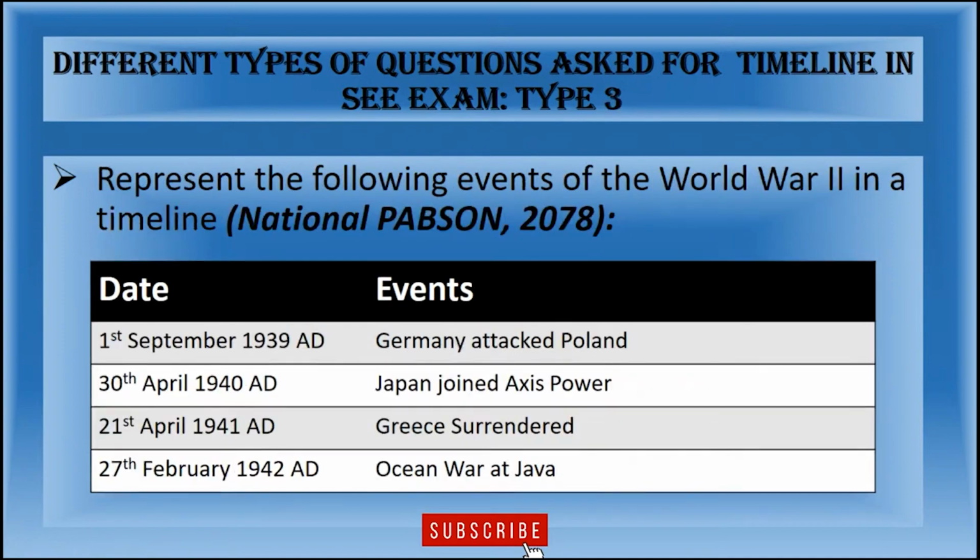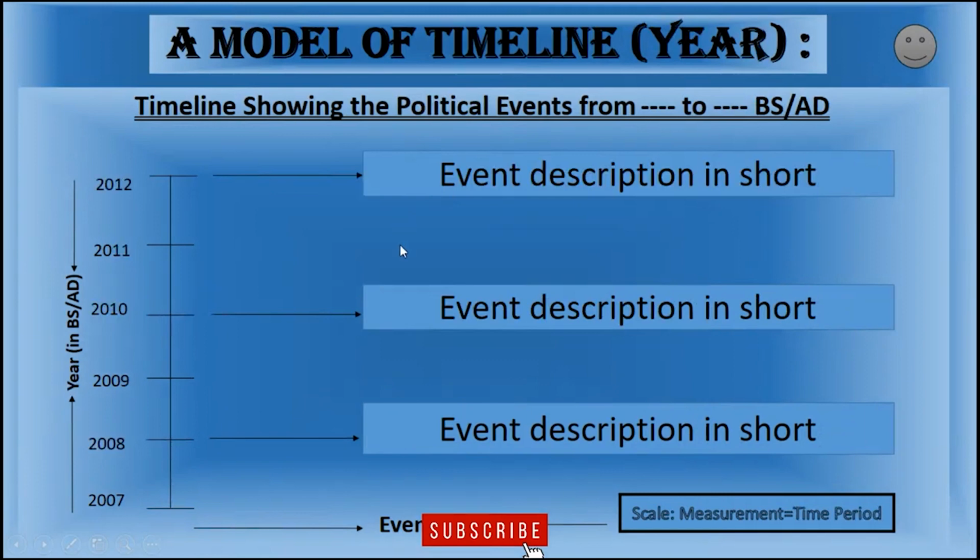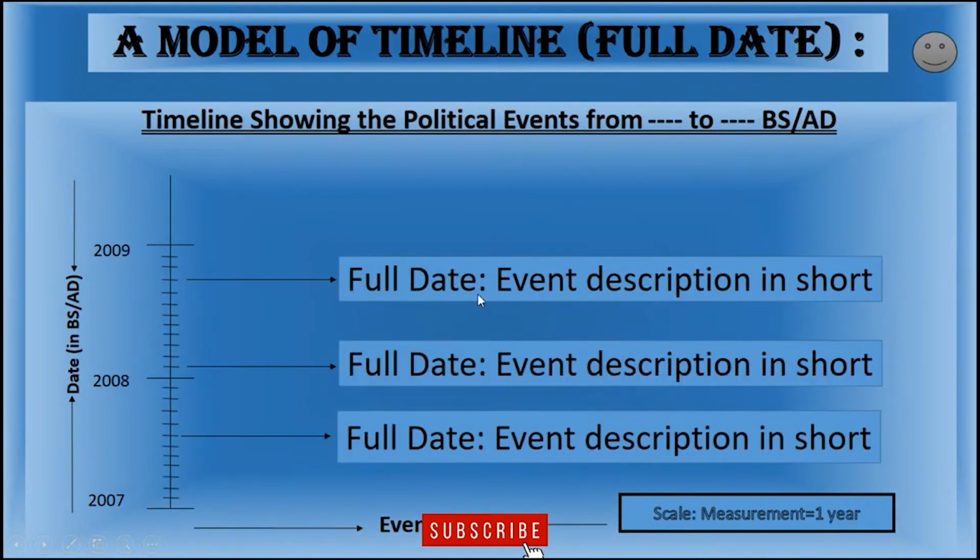So in case the full date timeline has a short time gap like this, we follow this one, meaning keeping the 1 inch and making 11 lines in between two year lines, and you write the description like this. While writing the description, you write the full date also. In a full date timeline you write the full date as well. Here you don't have the full date, but here you must have the full date, after that the short description.